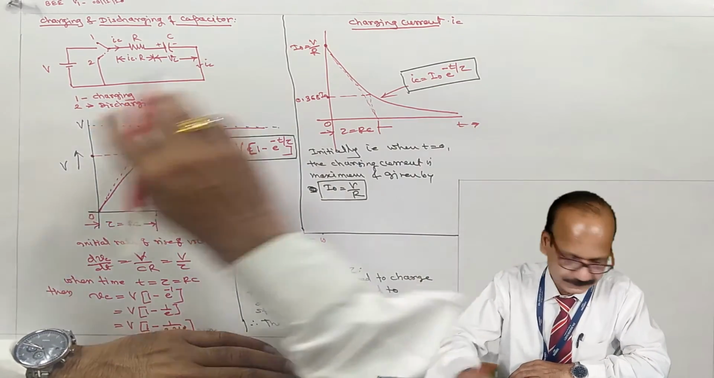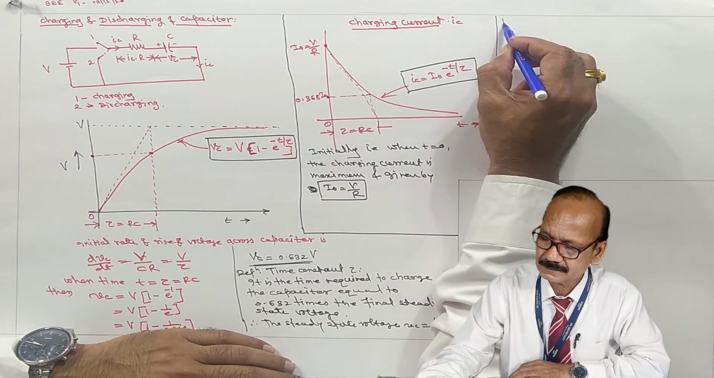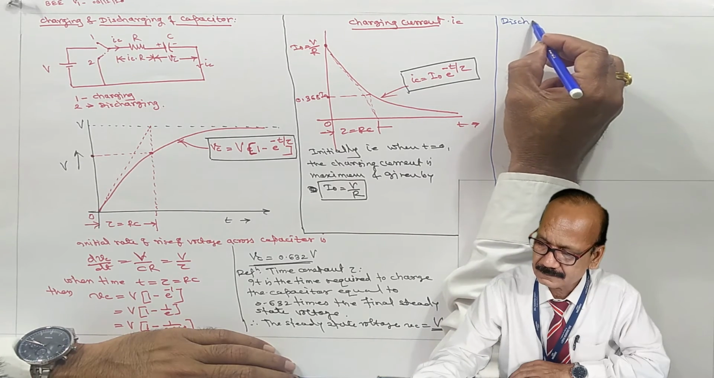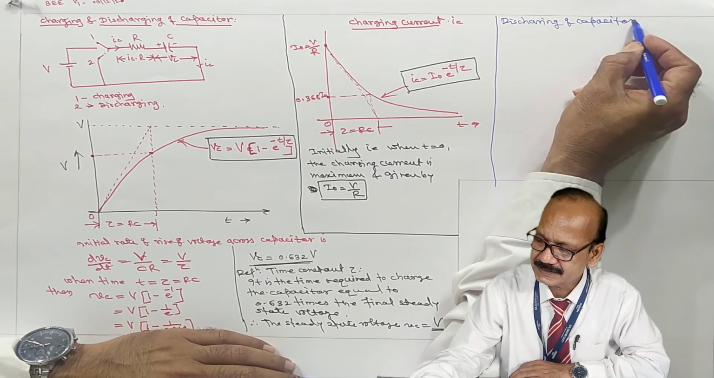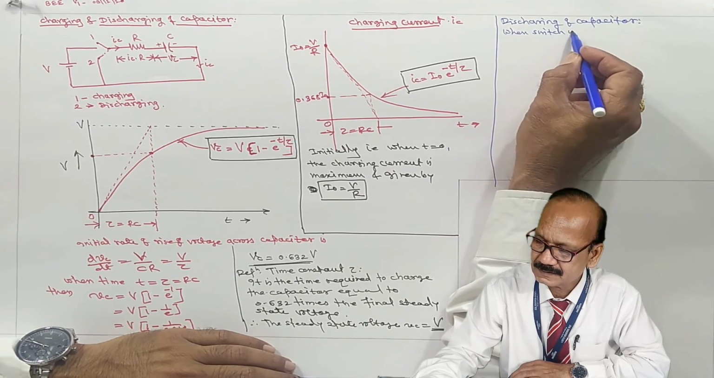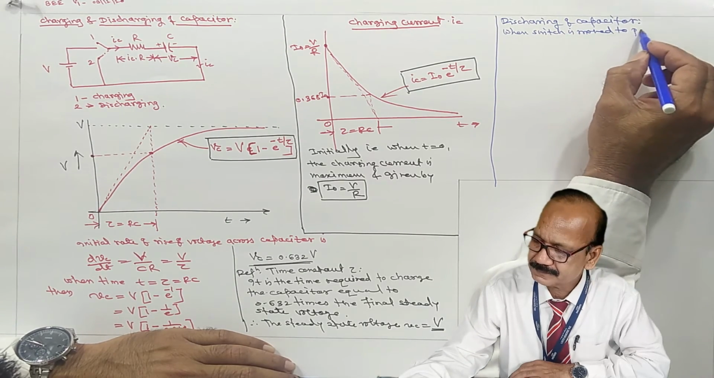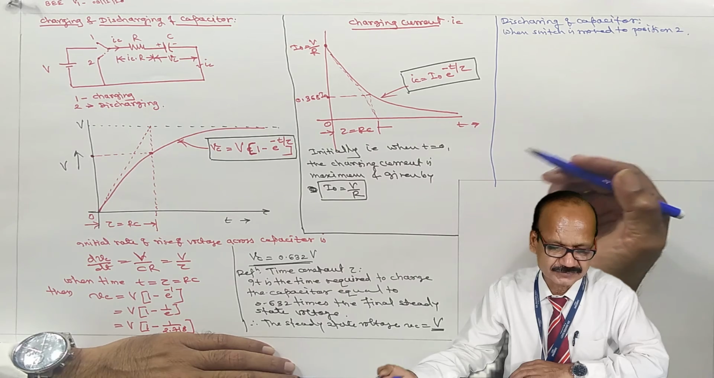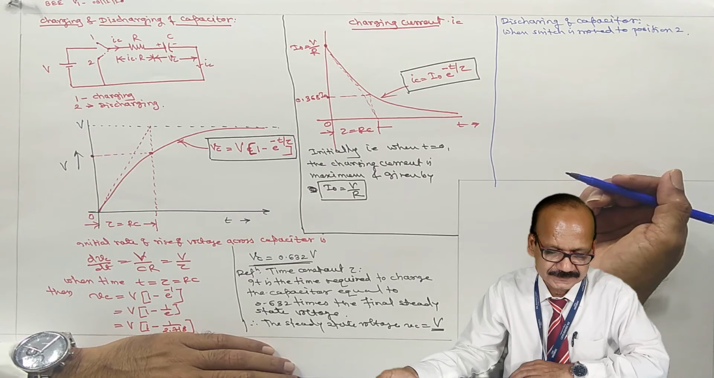Now, discharging of the capacitor. When the switch is moved to position 2, the capacitor discharges through the resistance R and the direction of current will reverse.